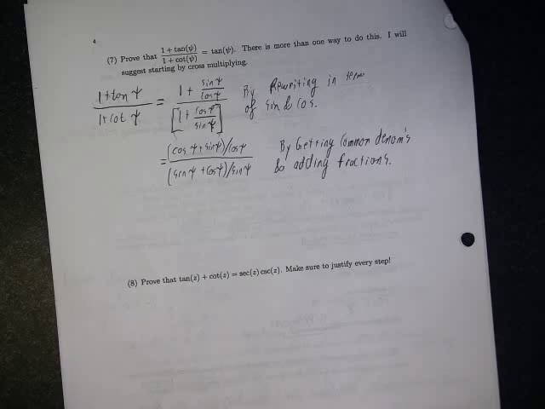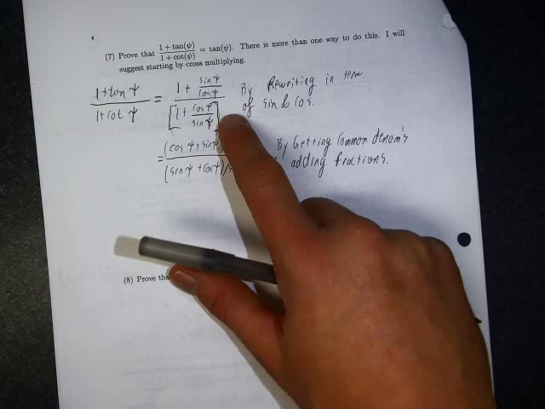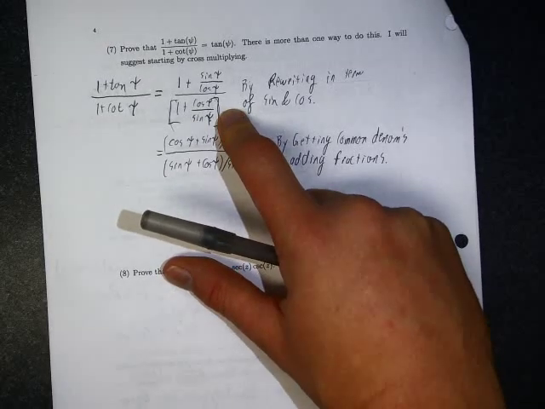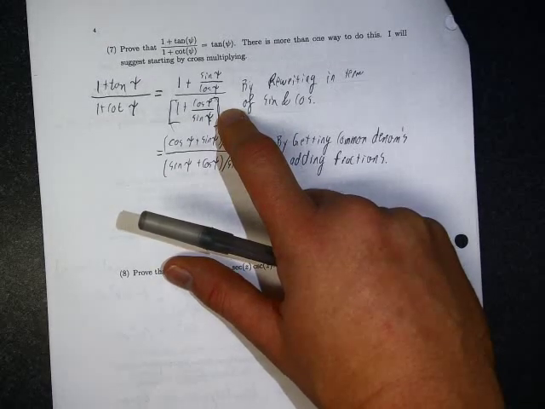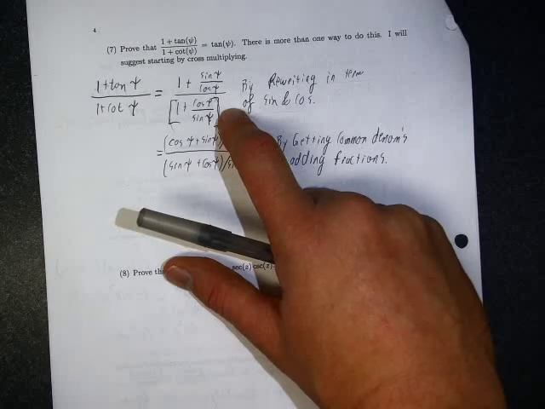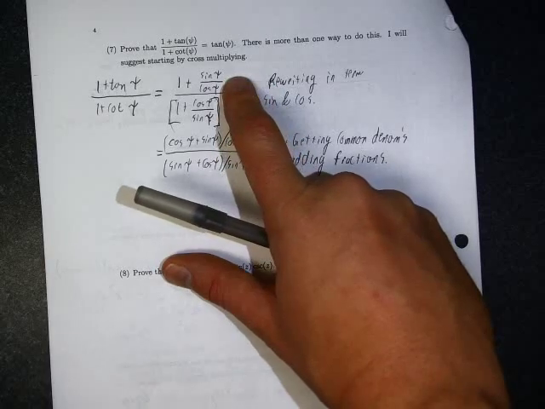That being said, you could multiply and divide by sine, and then the denominator would simplify. So you could do stuff like that. There's more than one way to do this stuff.